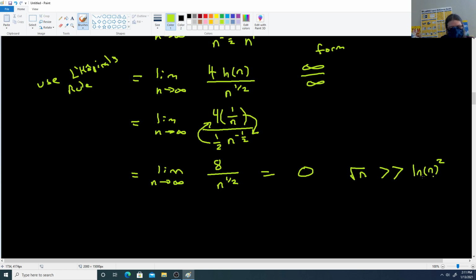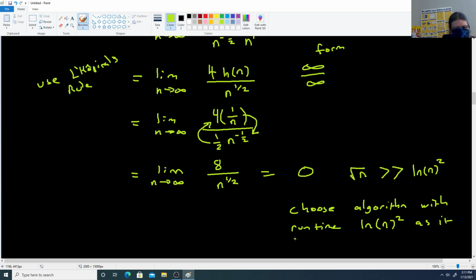So natural log of n squared takes less time, so we'll say choose the algorithm with runtime natural log of n squared, as it takes less time. So the runtime based on square root of n is much, much bigger than the runtime based on natural log of n squared. So we want to choose that one. And that's basically our answer to that.